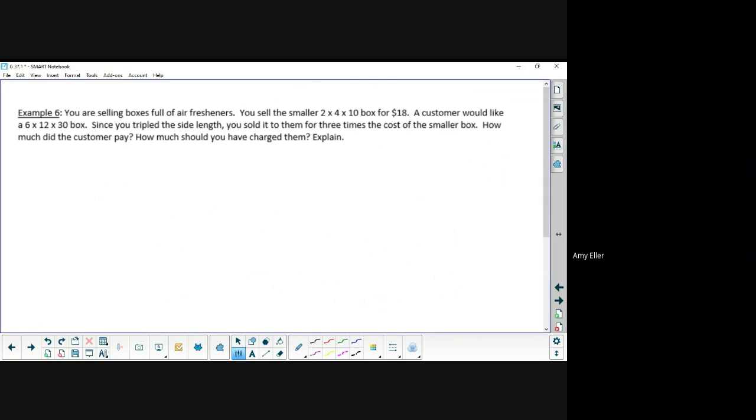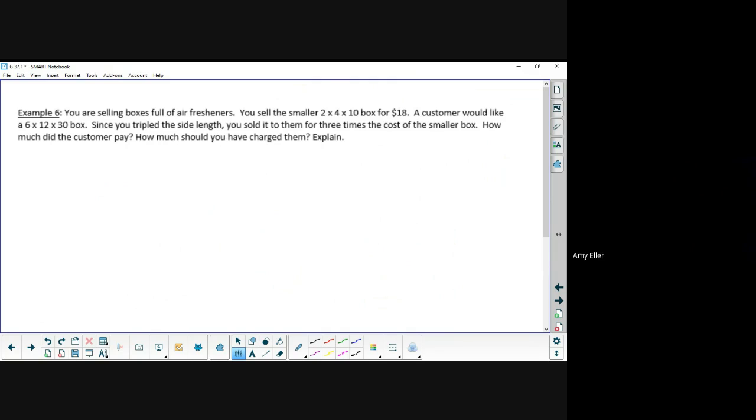Number 6, this should sound familiar. You are selling boxes full of air fresheners. You sell the smaller 2x4x10 box for 18 bucks. The customer would like the 6x12x30 box. Since you tripled the side lengths, you sold them to it for 3 times the cost of the smaller one. How much did the customer pay? How much should you have charged them? Explain. We don't have to explain in words. We're going to show our work in math.